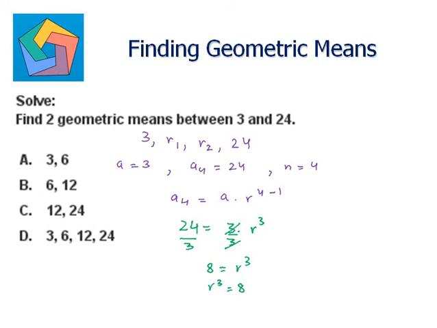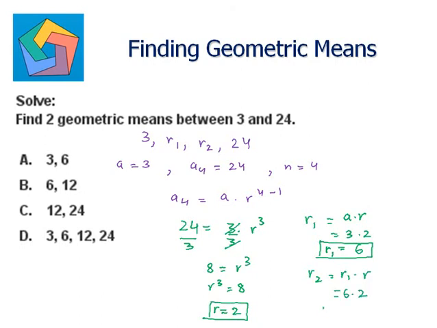Taking cube root both sides, I get r as 2. So my r1 will be a times r, that's 3 times 2, that's 6. And r2 will be r1 times r, that's 6 times 2, so r2 is 12. So 6 and 12 are the geometric means between 3 and 24, which is the answer in the B part.